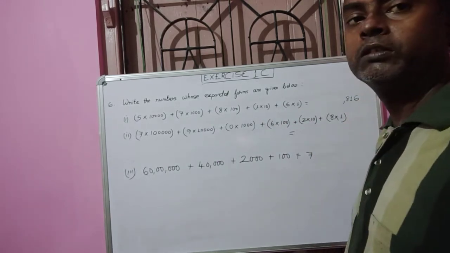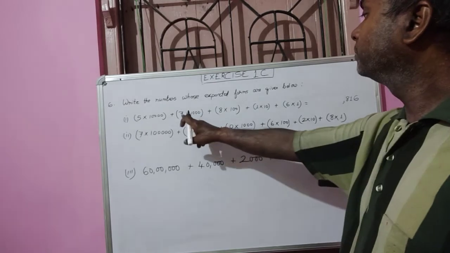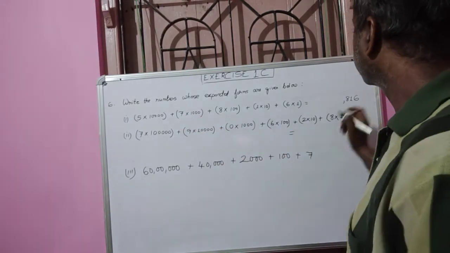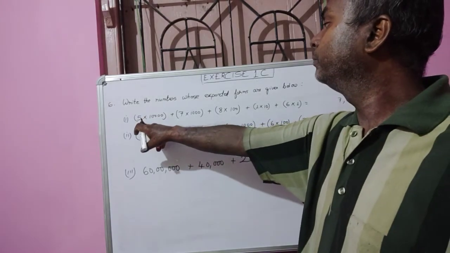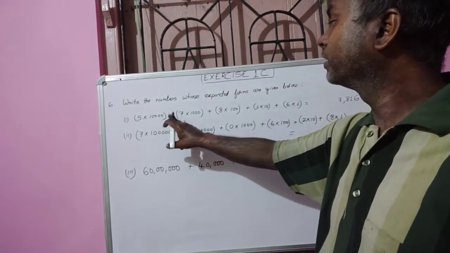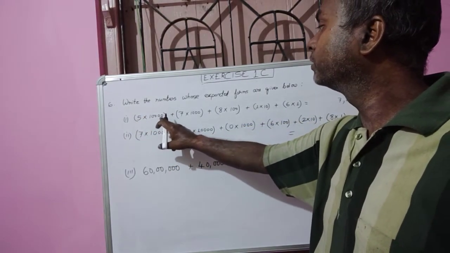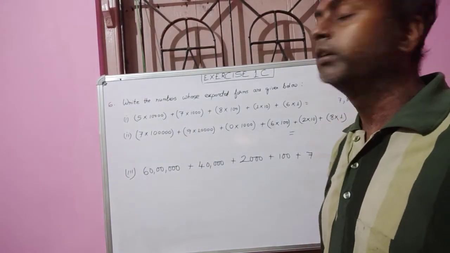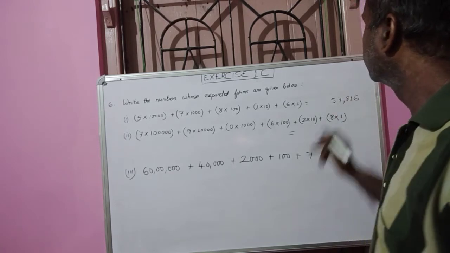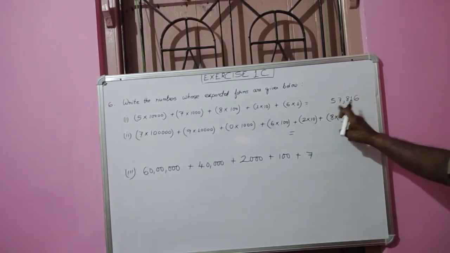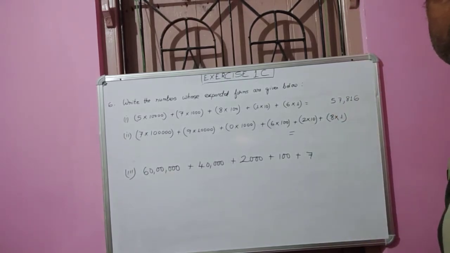After hundreds there is a comma. Then comes 7. 7 is in thousands position, so here will be 7. 5 is in 10,000's position. In 10,000 you have 1, 10, 100, 1000, 10,000. So 5 is in 10,000's position. So what is our number? This is our number: 57,816.